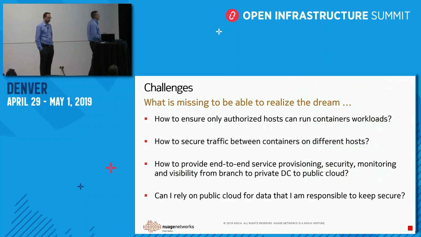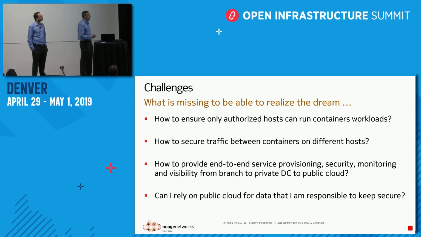Okay? So we want to make sure in the public cloud that we can authenticate our nodes, right? Anytime we're running Kubernetes or OpenShift, anytime a host comes up, it has to be authenticated because we cannot trust it implicitly. We want to make sure that we secure traffic between applications in the public cloud, so between pods, and also between users in the branch or applications in our private data center and the container applications.